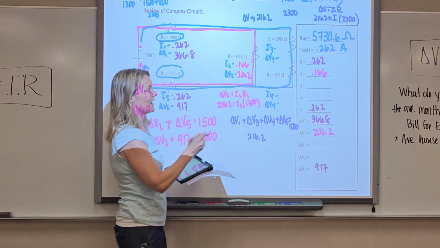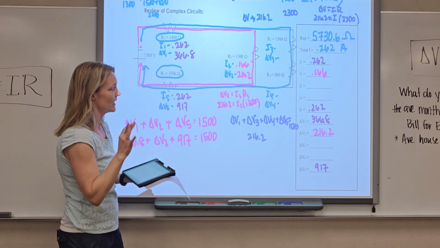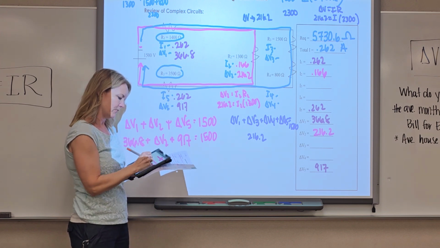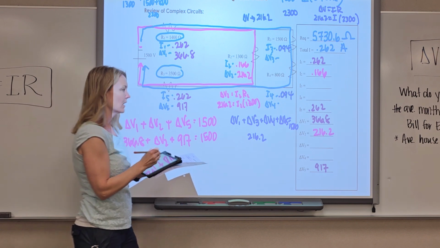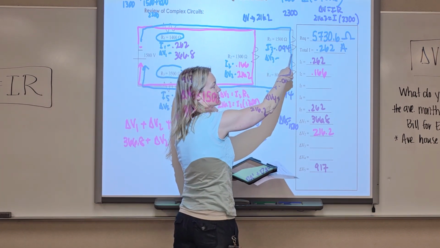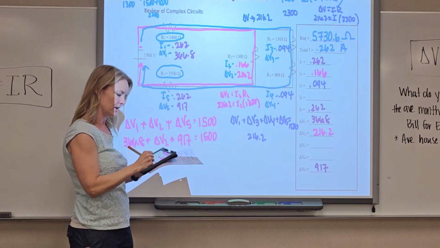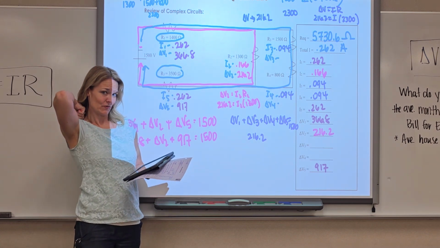Okay? If I take the 216.2 and divide it by the 2300, that combined resistance, I get an I of 0.094. Whatever the current is that goes through one, it has to go through the other. They have to be the same. There's nowhere to split. So I have a current for each of them.